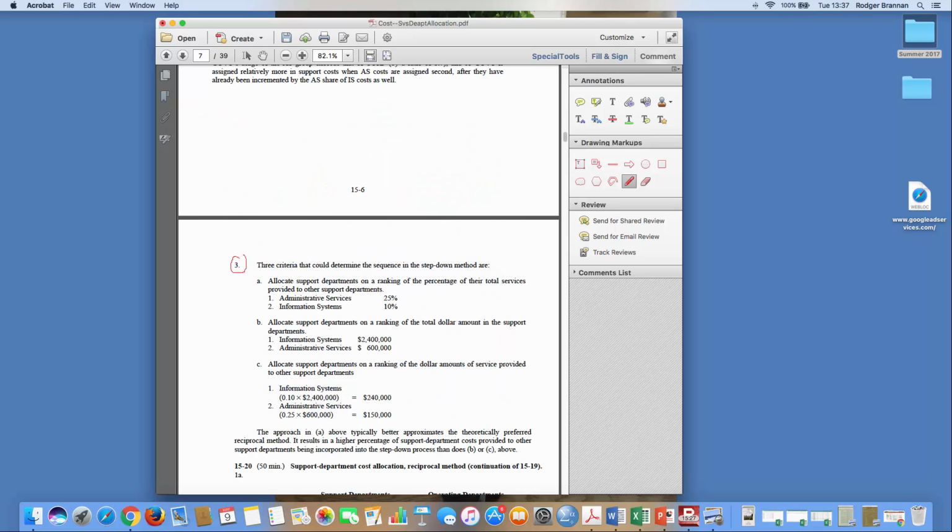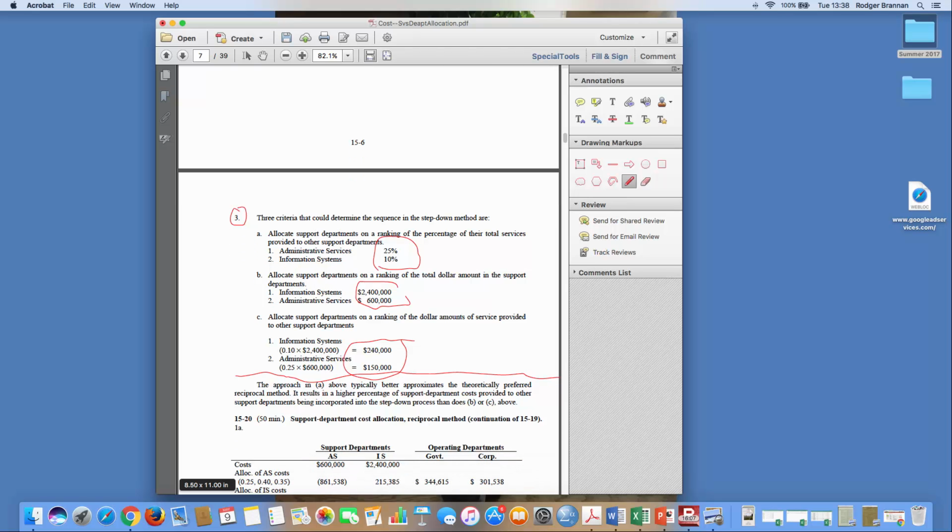The third part of the question gets at this issue. If we're going to use the step-down method, which way do we go? Well, there are three different ways that you can argue. One would be based on the percentage of work that I do for the other department: allocate first the one that provides the highest proportion of its services to the other department. Or the one with the greatest dollar figure, or that provides the most in terms of dollar figures to the other. So there are three different methods you can use to rationalize a choice. But no matter what you do, it still comes back to a little bit of an arbitrary decision. You're just perhaps a little bit more comfortable with it.